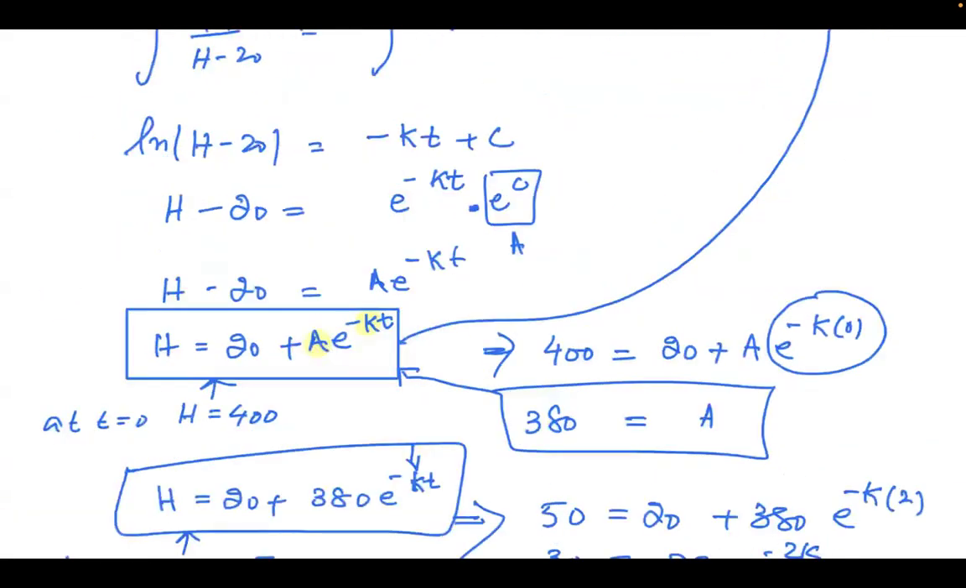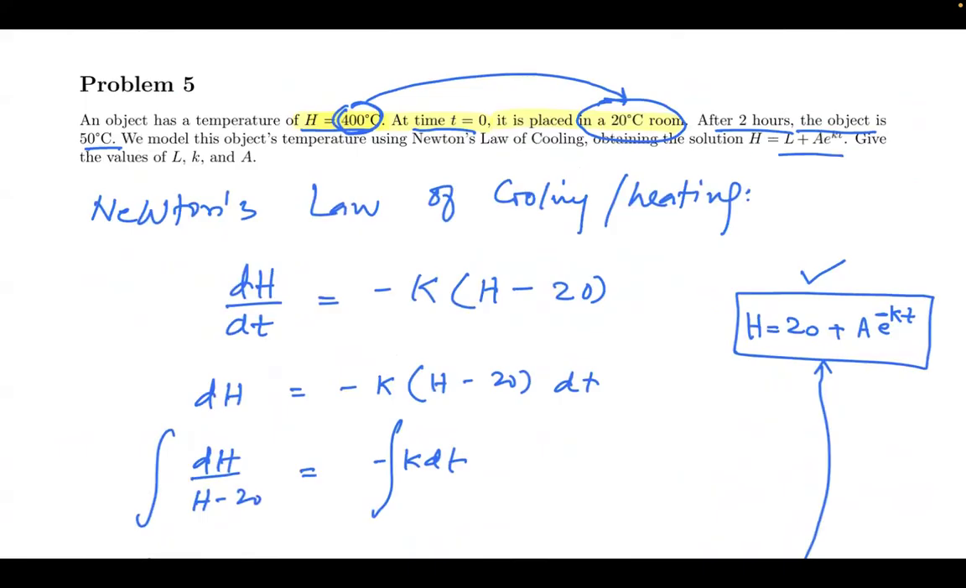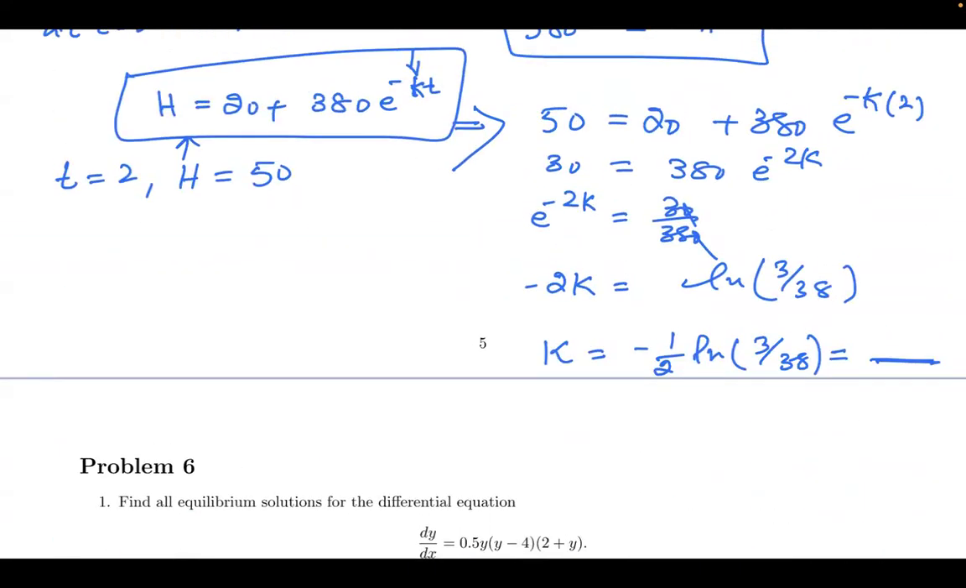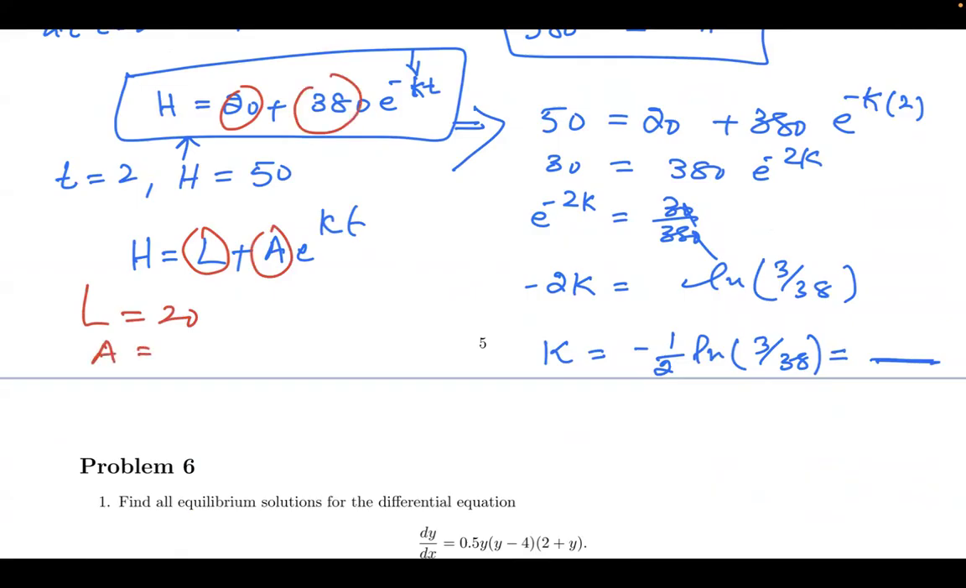Now if you compare this with this one, L plus A e to the kt, then the value of L is 20, the value of A is 380, and the value of k is this whole value along with the negative sign. So this whole value with the negative sign will be positive.